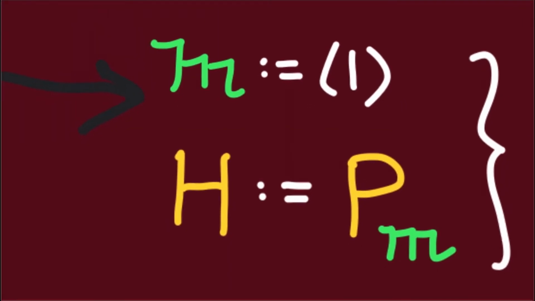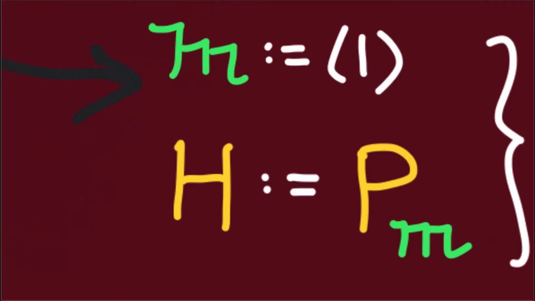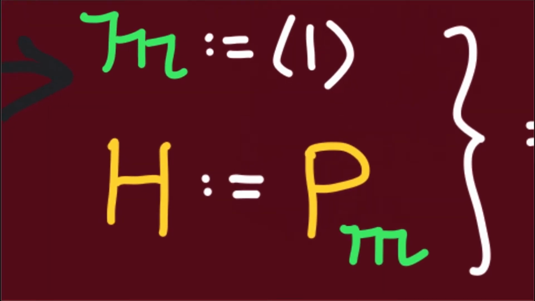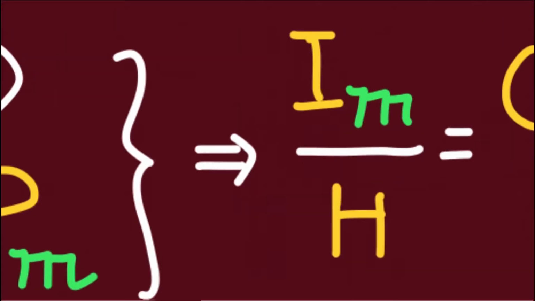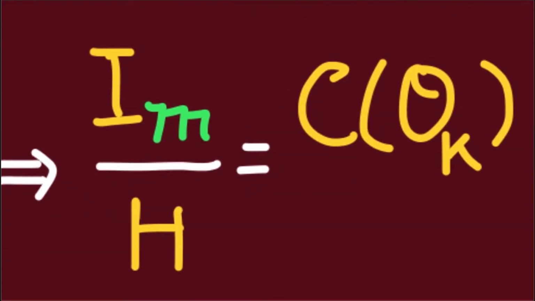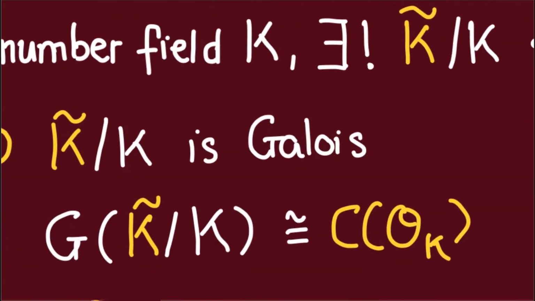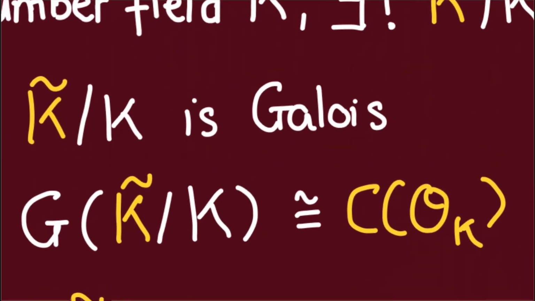Now, coming back, if we take the modulus m to be 1 and H to just be the group of principal fractional ideals, then in that case, the generalized ideal class group corresponding to H is just the ideal class group of OK. And so, by Takagi's theorem, the class field of H is going to have Galois group over K isomorphic to the ideal class group of OK.